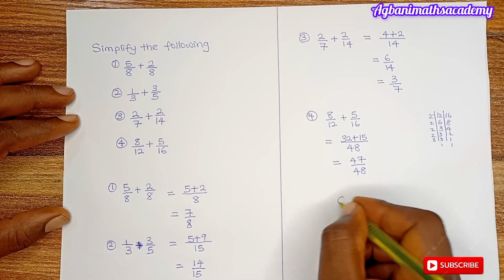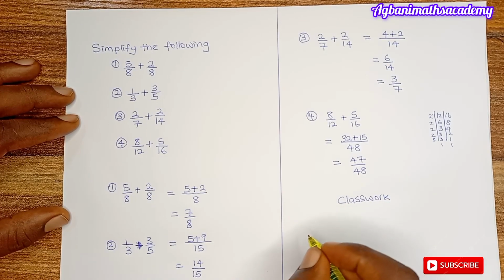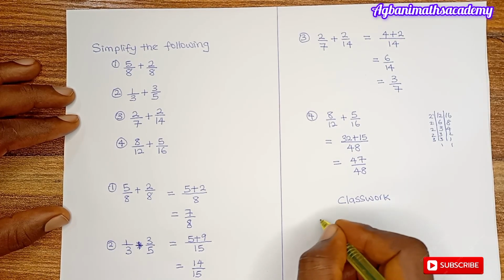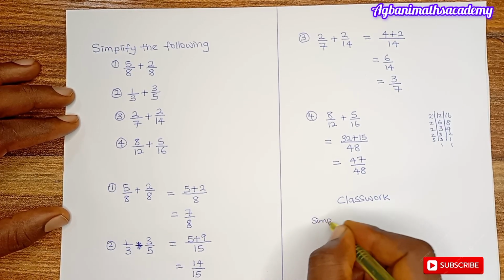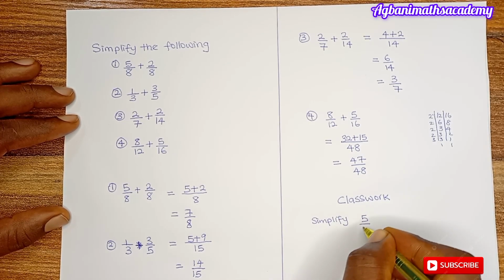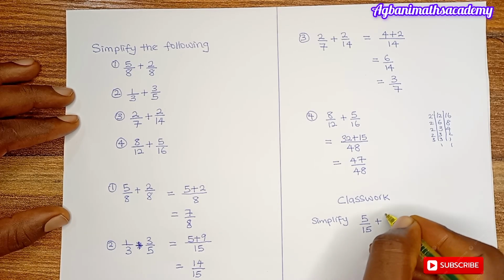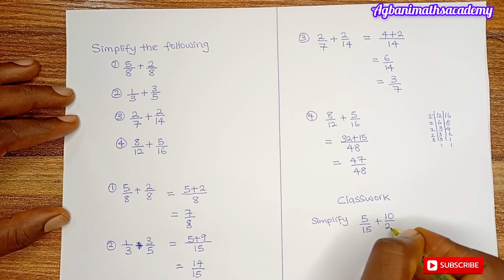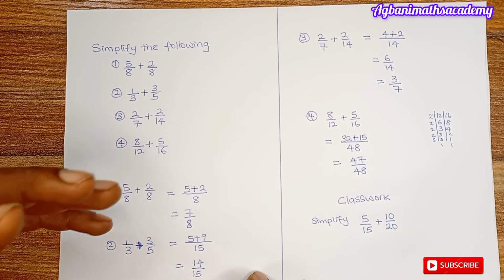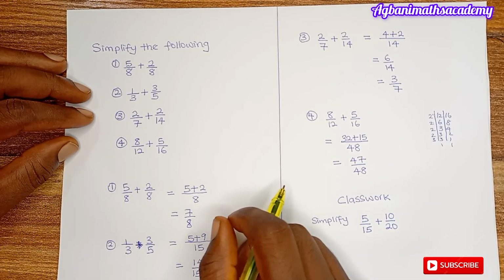I'd like you to solve this classwork and leave your answer in the comment section. Simplify 5 over 15 plus 10 over 20. I'd like to see your answer to this question in the comment section.